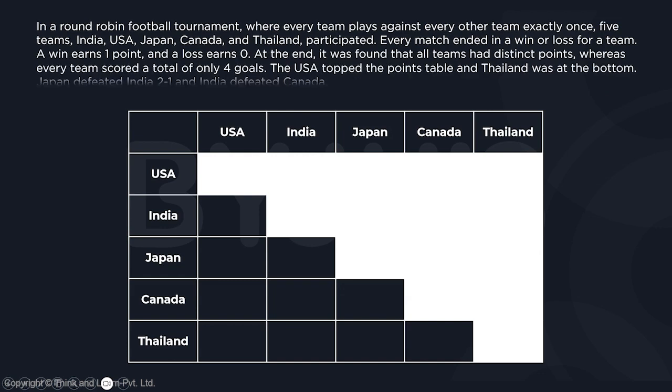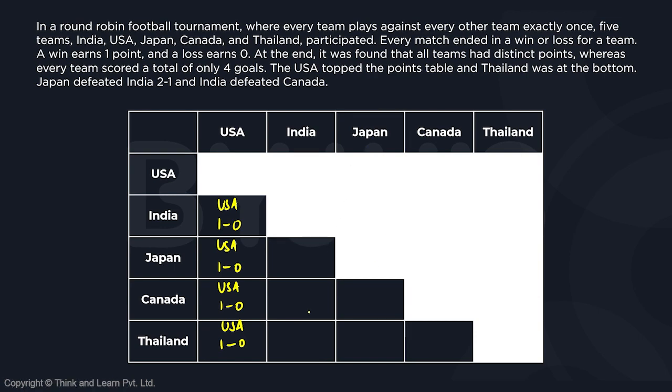So let's start. Now all the information is right here. So this is how the matrix should look. Now, since we know that USA won all its 4 matches with only 4 goals, USA wins the match against India, USA wins against Japan, USA wins against Canada, and USA wins against Thailand. So the number of wins is 4, and with only 4 goals and 4 wins, it should only happen when USA wins each match 1-0.